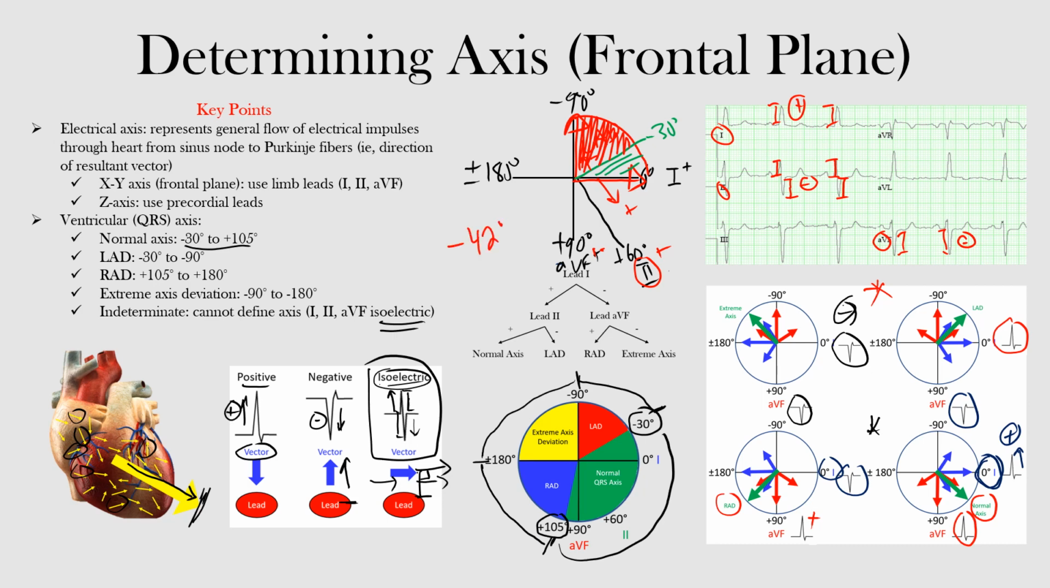So what does that mean? That means the axis lied somewhere about right here. And that should make sense because we said it was only slightly negative, so just slightly beyond the negative portion.